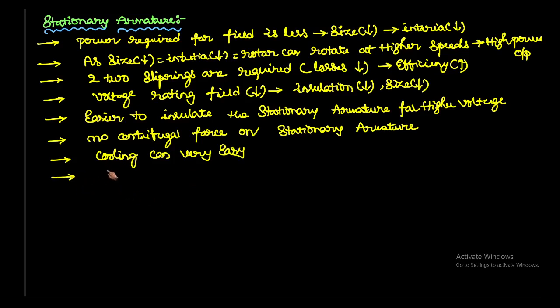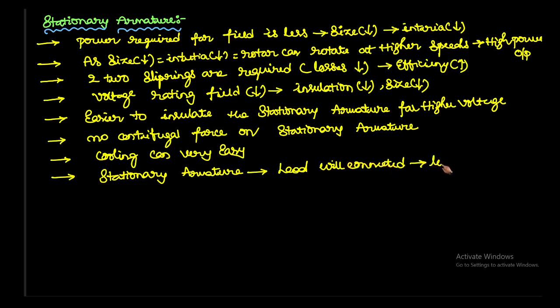Next, another advantage is that the stationary armature can be directly connected to the load. The output is only taken from the armature, so the load can be connected directly here without any slip rings. So losses will decrease. This is the main advantage of the stationary armature. That's why we go for the stationary armature in AC generators or synchronous generators.